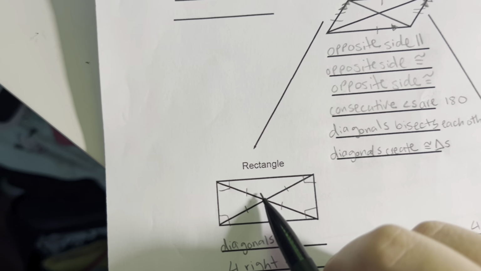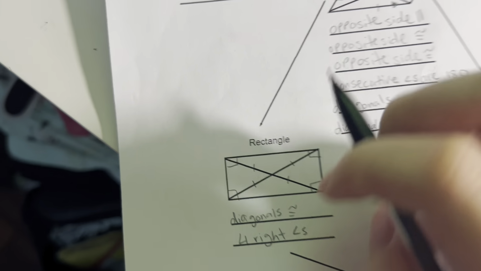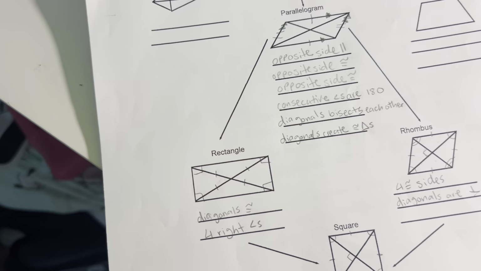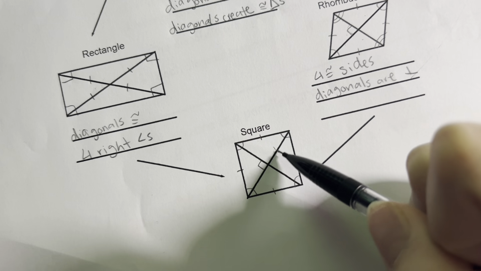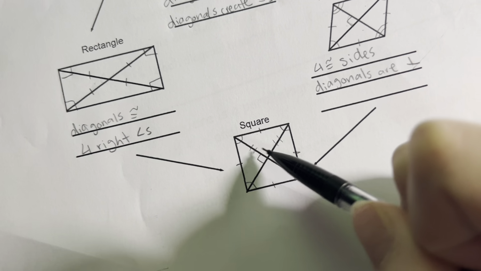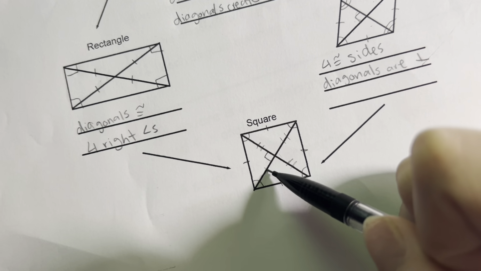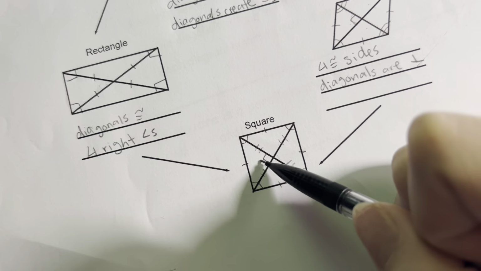But one thing is that the little vertex here is not equal to 90 degrees, so rectangle is out. And look at this square. So all four of these are congruent, and they give you a 90 degree angle right here, which means square.